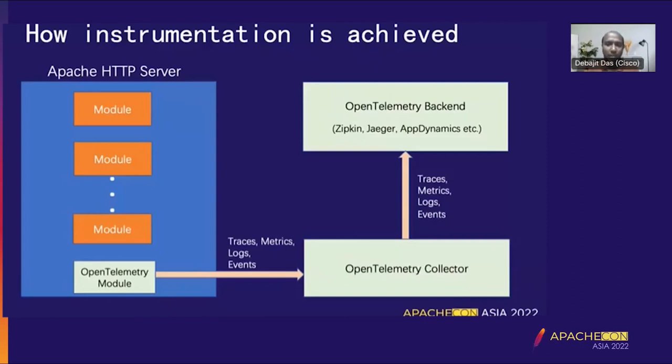Traces and spans emitted from the OpenTelemetry module are consumed by the collector. This OpenTelemetry collector offers a vendor-agnostic implementation of how to receive, process, and export telemetry data. This is open source and can be easily used by anyone. It exports that data to the backends, which understand OpenTelemetry data and process them to display the contents on the UI for better user experience. Some of the OpenTelemetry backends are Zipkin, Jaeger, and AppDynamics.